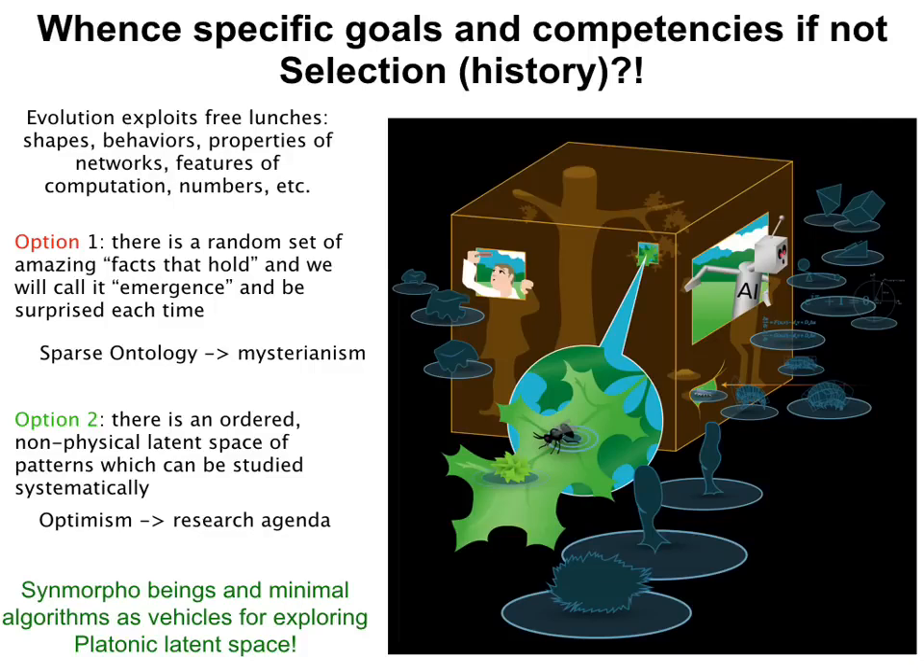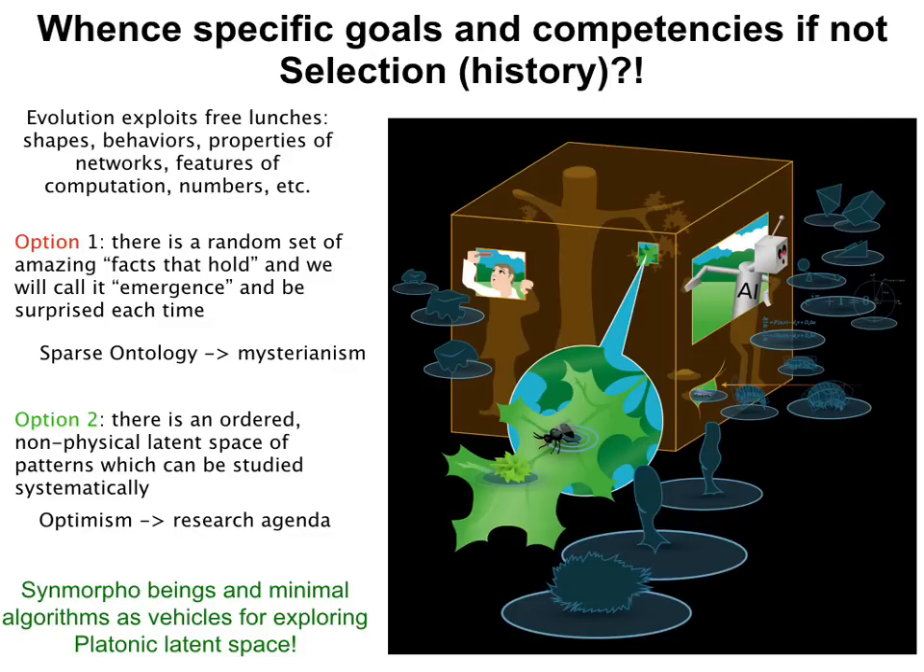I think there's a better option, which is basically what the Platonist mathematicians assume, which is that these things are not a random grab bag of strange, curious facts that hold in our world. Actually, there's an ordered, latent space of patterns which can be studied systematically. These things are arranged in some sort of rational way that allows us to study them, and that allows us to have a research agenda, which I'll talk about more in a minute. Basically, what this view does is cast synthetic morphology beings such as anthrobots, xenobots, chimeras, and computers and robotics and so on, as vehicles for exploring this Platonic latent space of patterns.